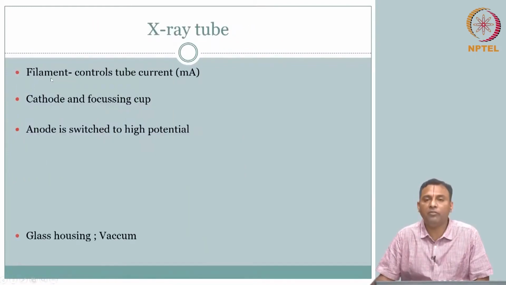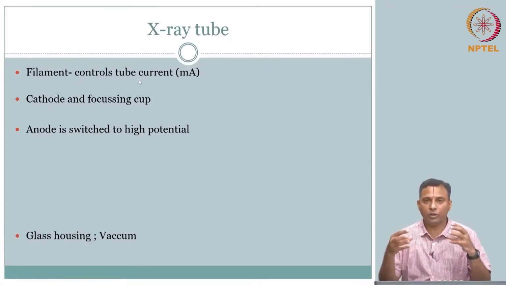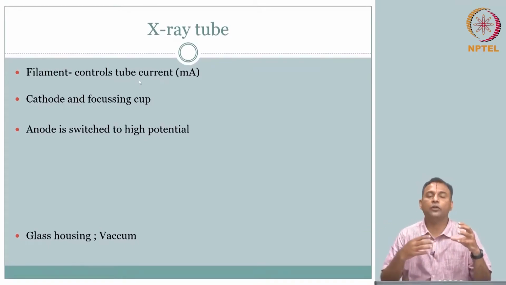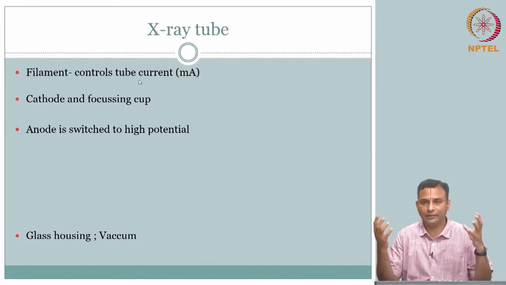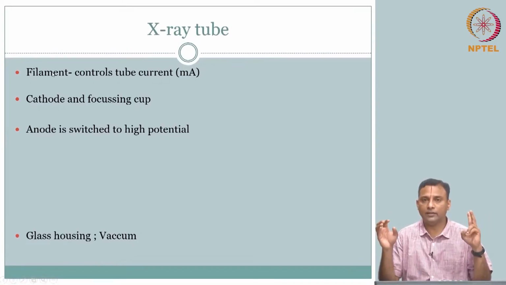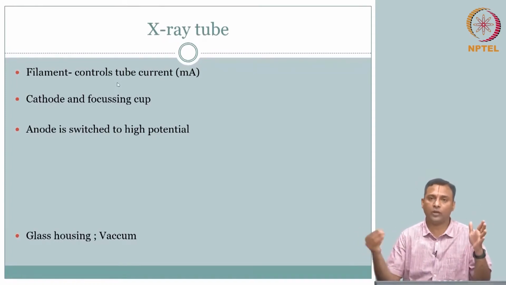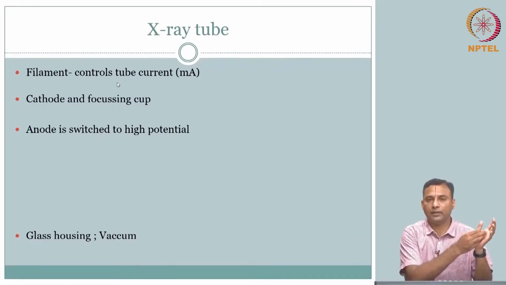So the filament circuit that I talked about, what does it do? It essentially controls the tube current. You have an X-ray tube, so there is a current flowing through. The electrons are going to flow across a voltage, so there is a current. The filament does two things. Essentially it controls the tube current, but when do you have tube current? You need to have electrons. Only then, after you apply a voltage from cathode to anode, will electrons move and produce current.